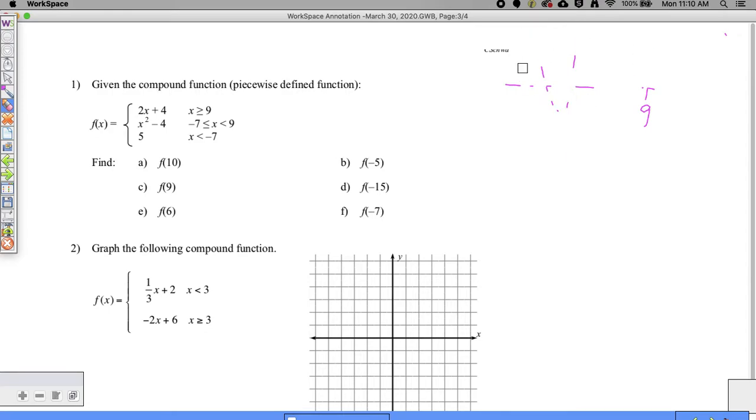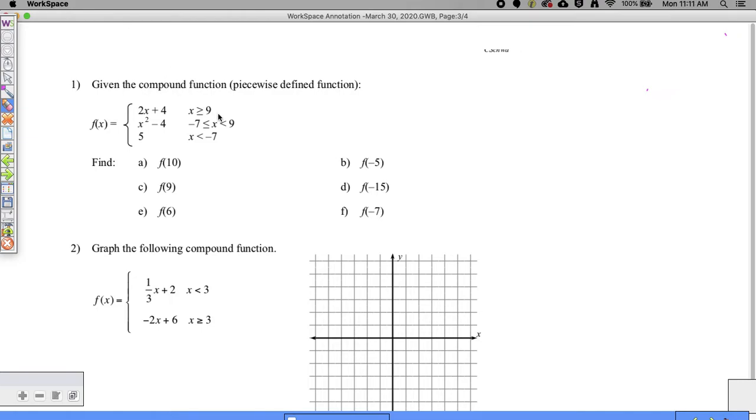Actually, you know what we're going to do is I'm going to show you what this looks like on Desmos. The point of this first problem is not to actually graph it, but you know me, I can't help myself. So just give me a second here. I'm going to write these down real quick. As I'm writing these functions down, f of x is equal to 2x plus 4, where x is greater than or equal to 9.